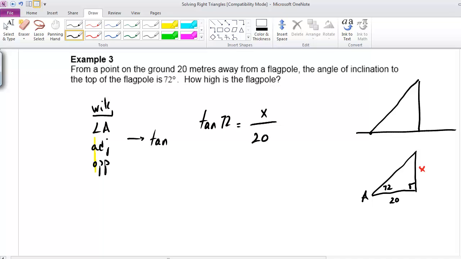x over 20. And the way we solve this kind of equation is we multiply both sides by 20 because this thing here says x divided by 20, and we undo a division with a multiplication. And when we go ahead and do that, we end up with x is equal to 20 times tan of 72, which is equal to 61.6 meters.